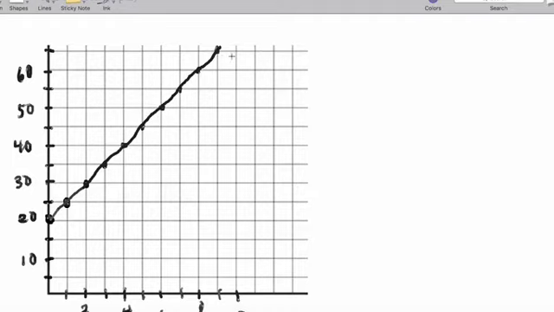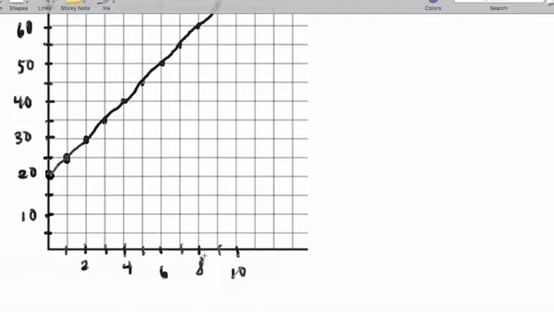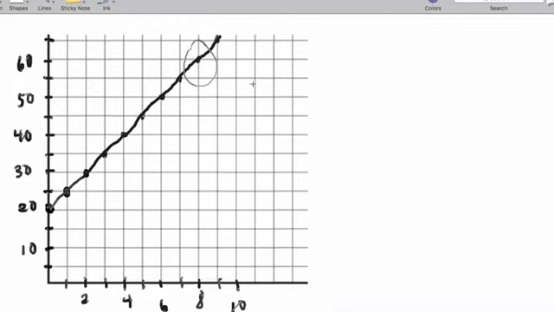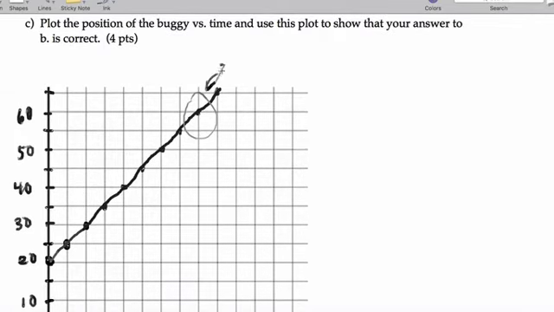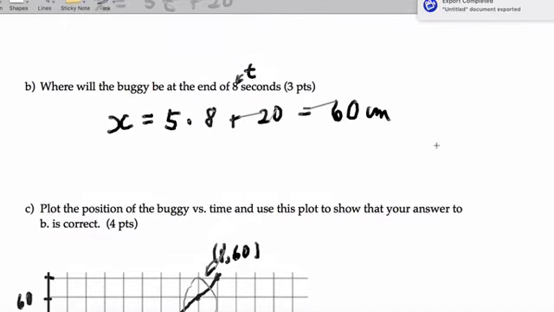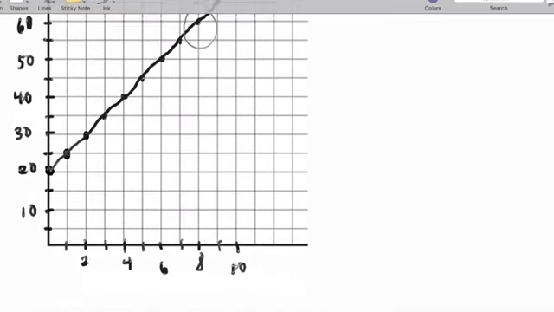And the other thing we realize is that, in fact, after 8 seconds, it is exactly at the 60 centimeter mark, thus confirming what we got with our equation. So again, we are at 8 and 60. So that is problem number 2 on practice exam 2.